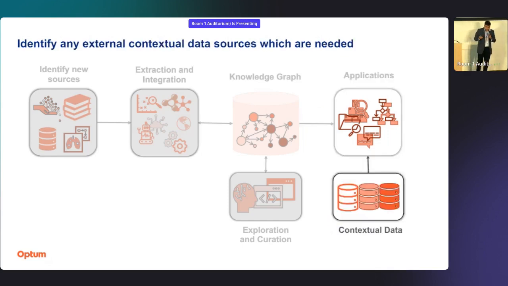And you might think about having data that cannot be stored in the knowledge graph for either privacy reasons, security reasons, or just data siloing. So how your knowledge graph interacts with all these other contextual data sources to drive the applications is very vital.